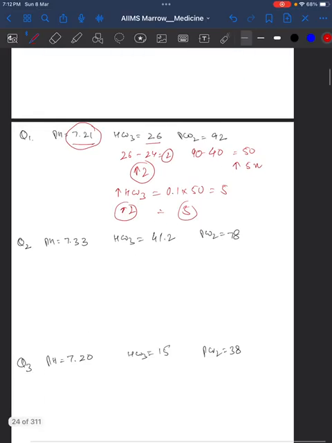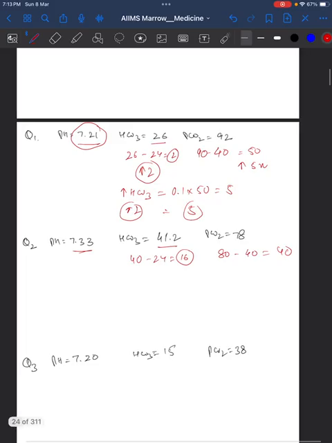Now coming to the next case, pH is 7.3, bicarb is 41.2, so let's take it as 40. 40 minus 24, that will be around 16. PCO2 is 78, let's take it as 80, that is an increase of 40. So here now it is compensated. Now we can see that this is respiratory acidosis, acute, which is partially compensated.